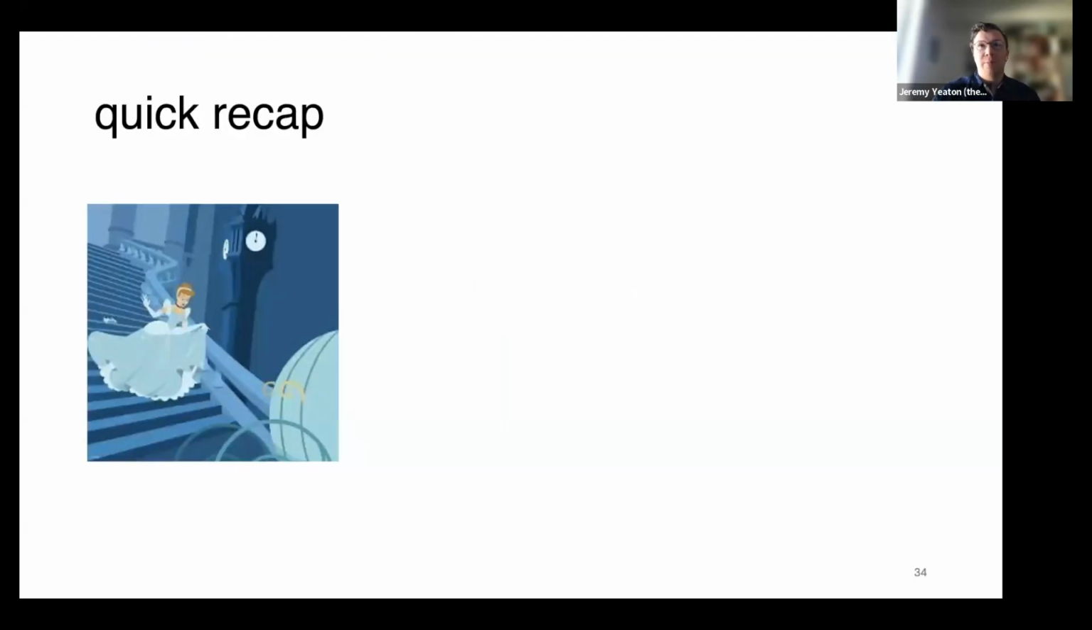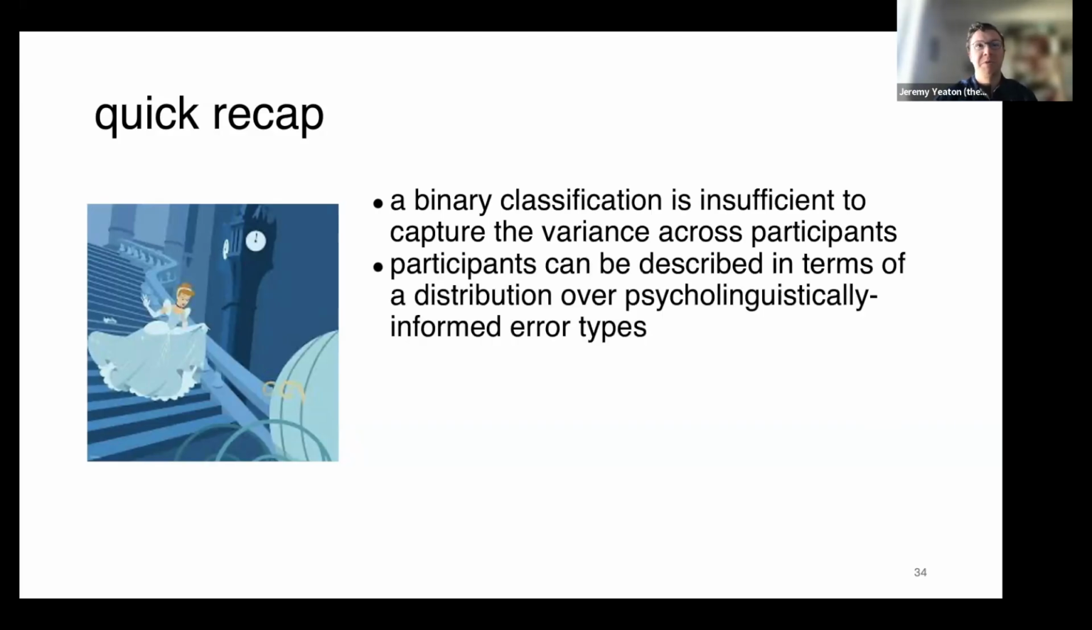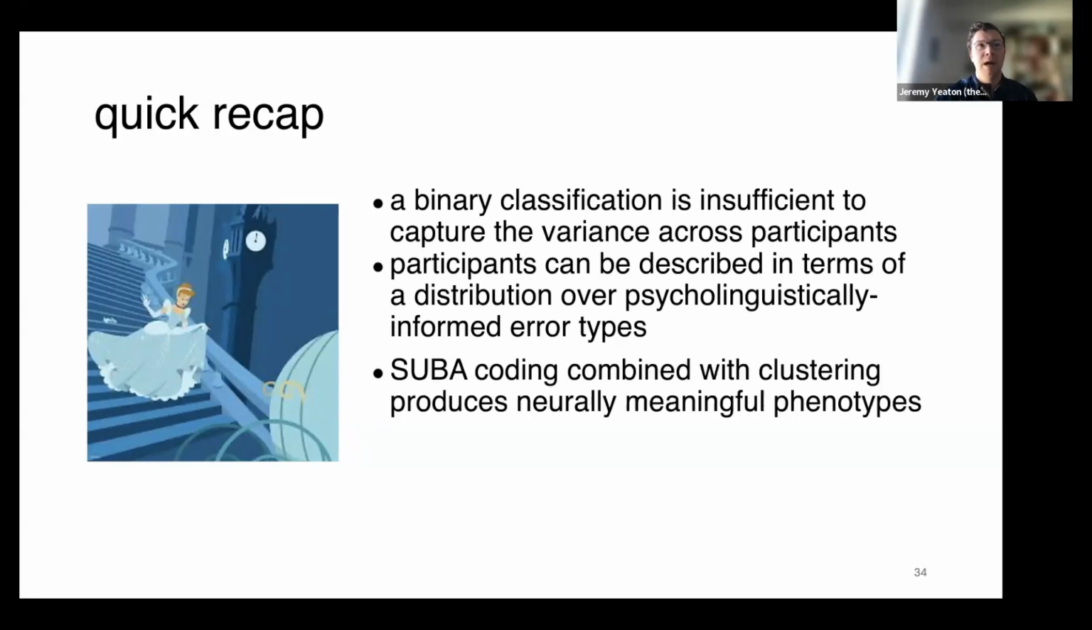So another quick recap, we see that a binary classification is insufficient to capture the variance across participants. More phenotypes are happening than just agrammatic versus paragrammatic. Participants can be described in terms of a distribution over these psycholinguistically informed error types. And then our subcoding system combined with clustering produces neurally meaningful phenotypes.